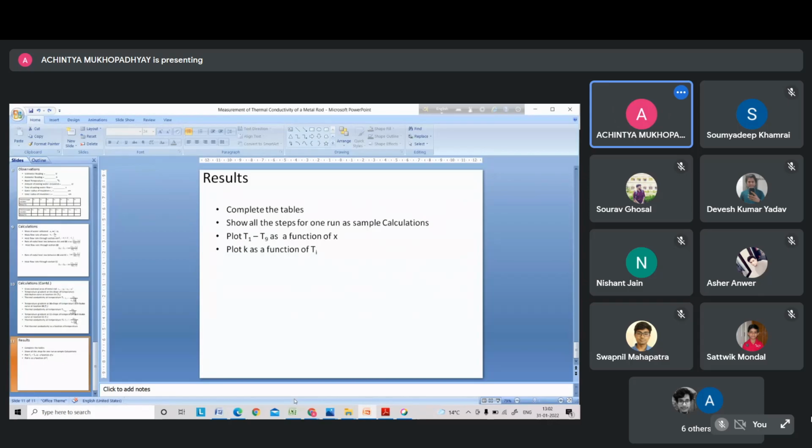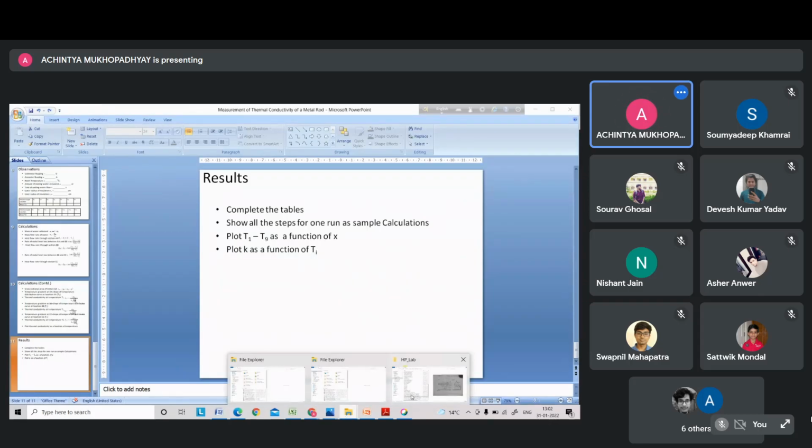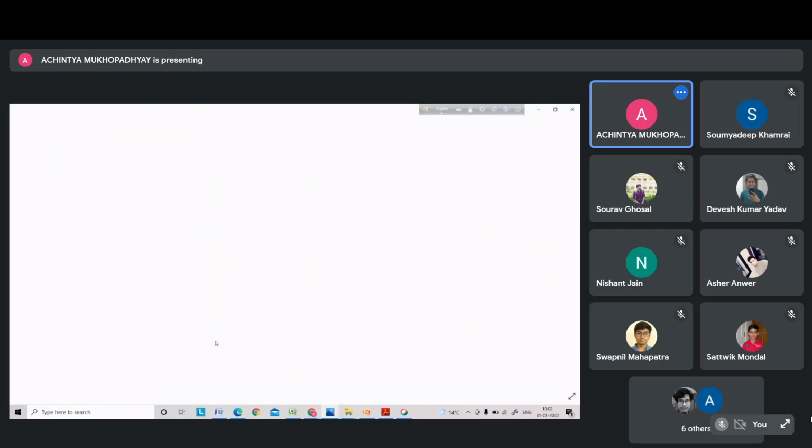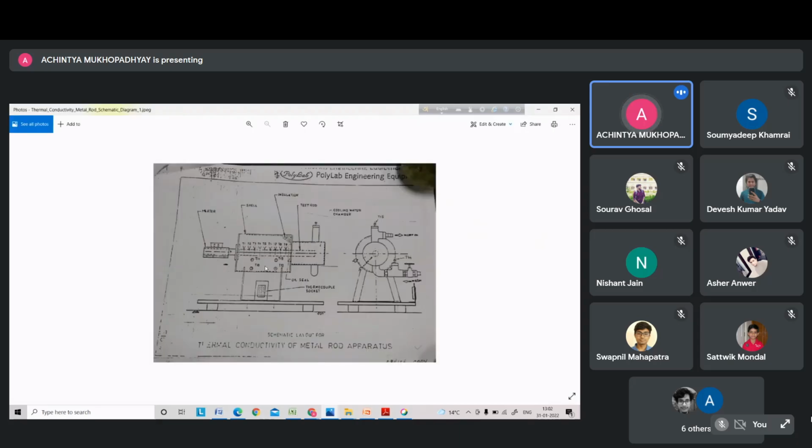So now let me just show you the actual diagram of the setup. This is how it looks in a schematic way, in a sectional view. This is the heater, this is the insulation, these are the 9 thermocouples on the metal rod, 4 thermocouples in the insulation, and the 2 thermocouples at inlet and exit of the cooling water jacket. Okay, so here it is entering and here it is leaving.